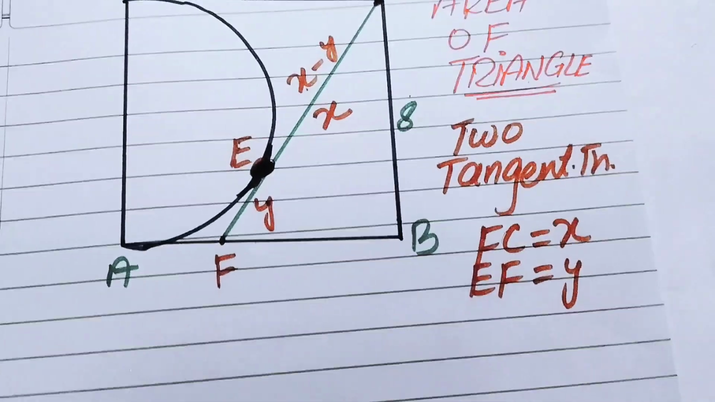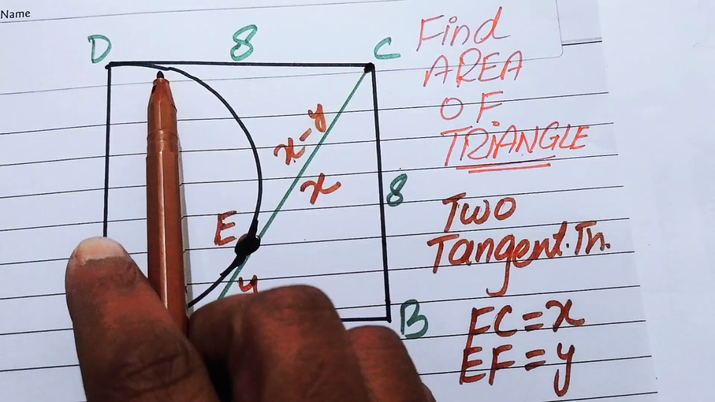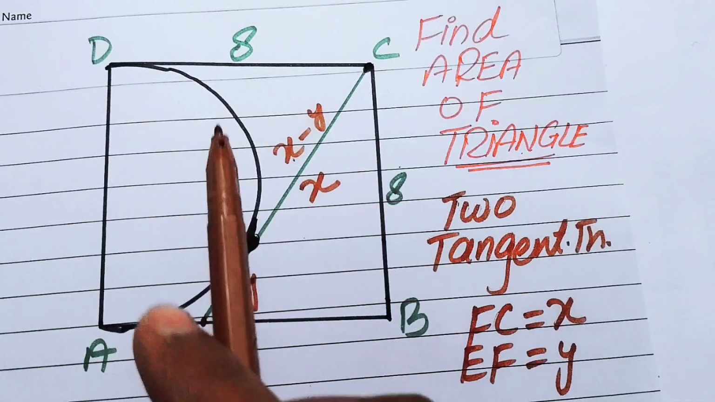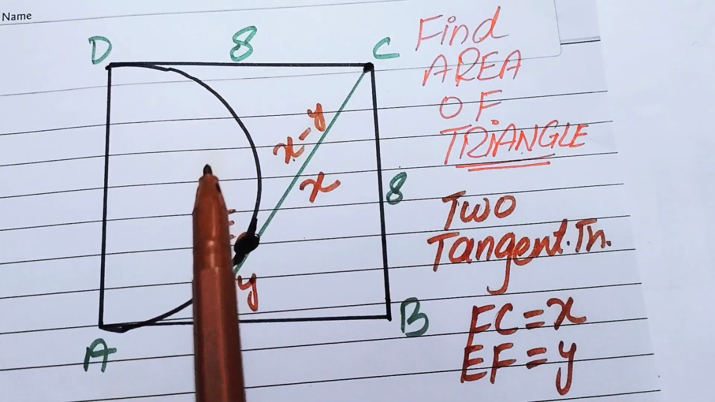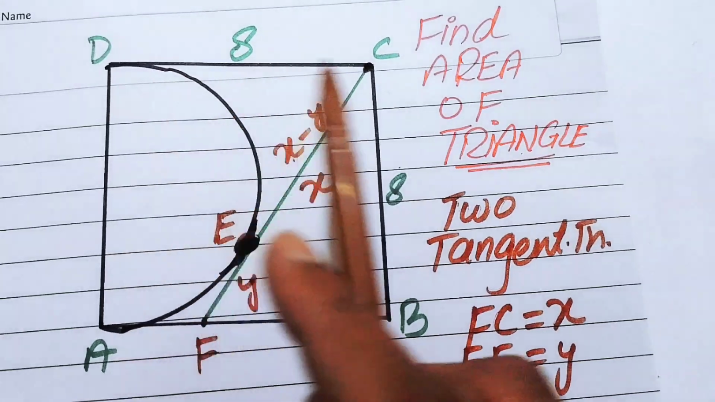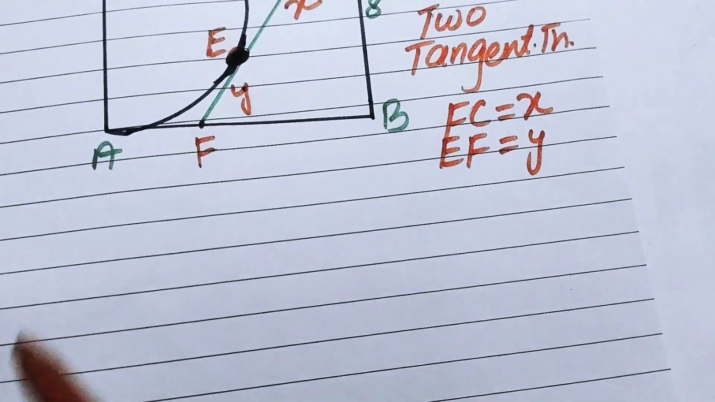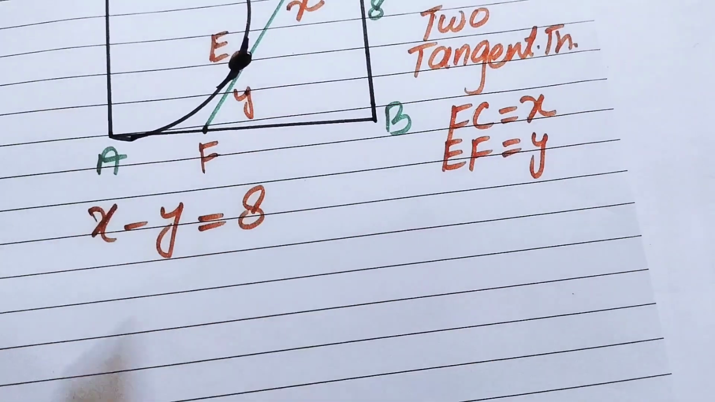So here we write, because you see that the length of this side CD is 8, because ABCD is a square, so the lengths of all its sides are 8. So we have the length of CD is 8, it equals the length of CE, which is x minus y, and we write it as x minus y equals 8.